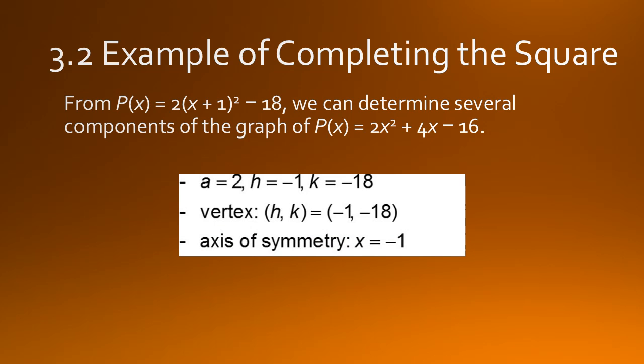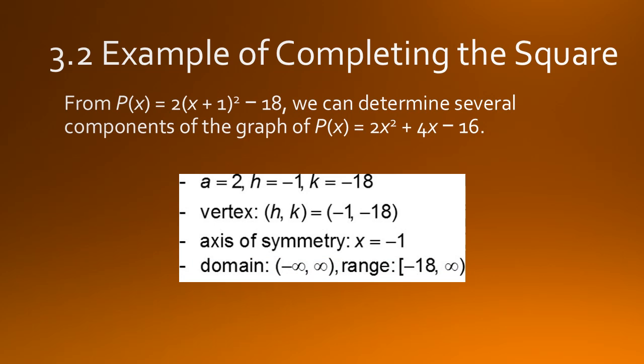Our axis of symmetry is x equals negative 1. Remember, parabolas have a vertical axis of symmetry that goes right down the middle, and the x value of the vertex will always be the equation for that axis of symmetry. So x equals negative 1 is the axis of symmetry.